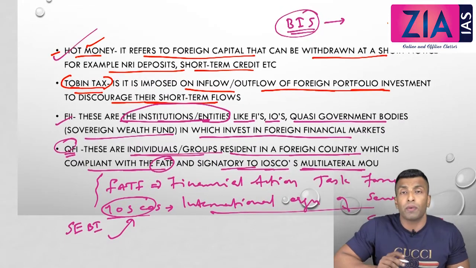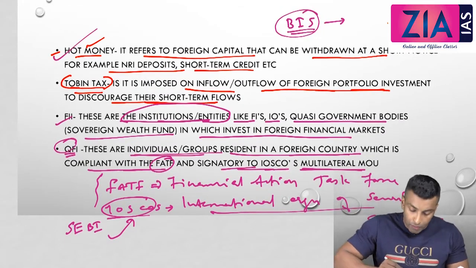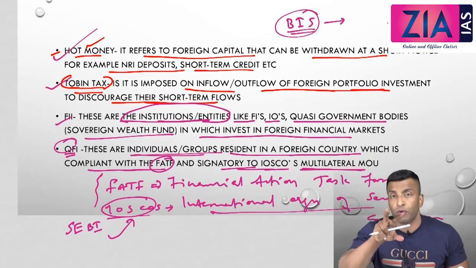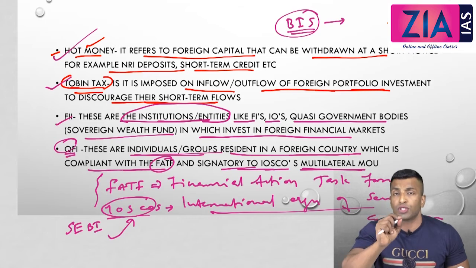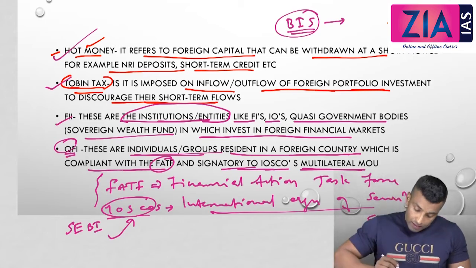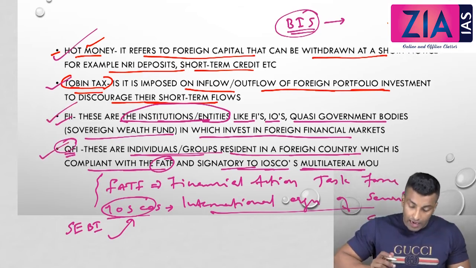Hot money, why is it known as hot money? It can be taken back anytime. Tobin tax, which is imposed on any portfolio investment, so that you can prevent that short-term withdrawal. Then we have discussed what FIIs and QFIs are.